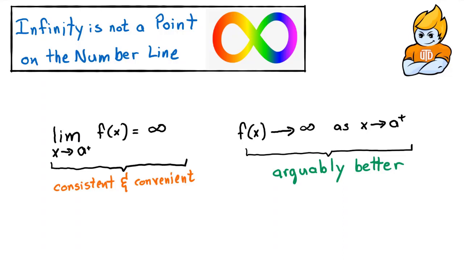So when we use the notation that the limit of the function is equal to infinity, that's perhaps consistent and convenient notation, but we're not saying that at the limit the function approaches a fixed point on the number line. Arguably, the arrow notation is more indicative than the equality notation of the behavior of a function with an infinite limit. This leads us to the third comment.